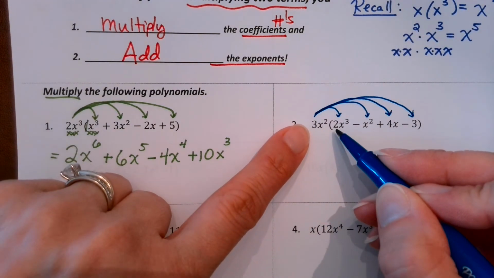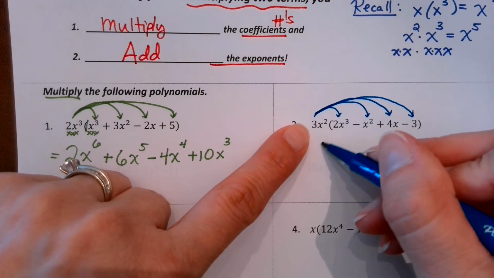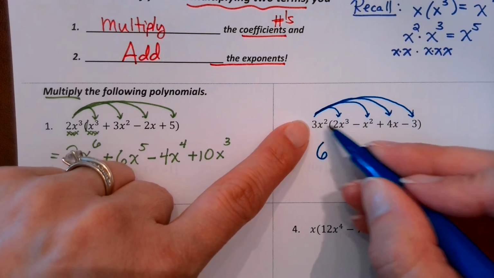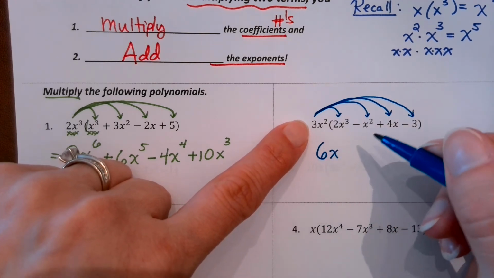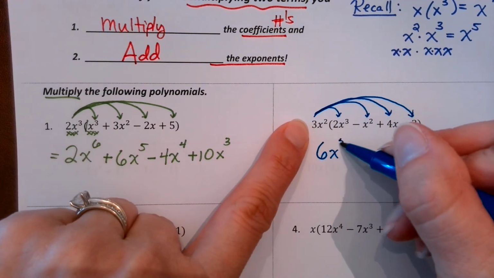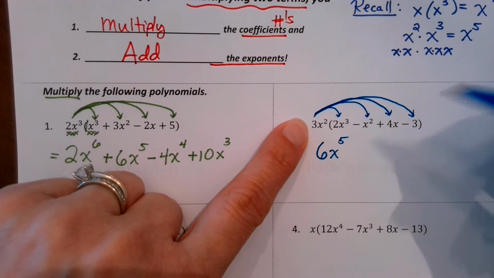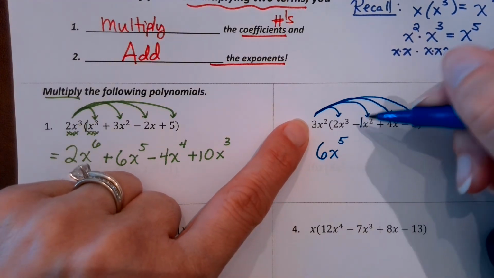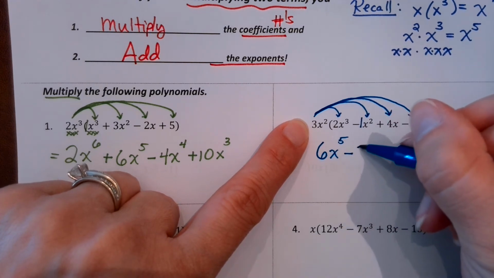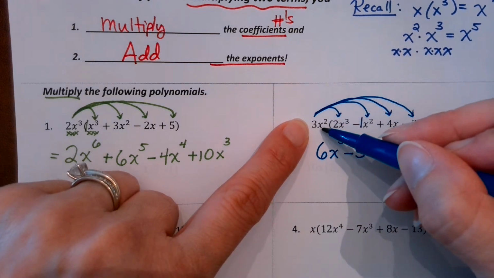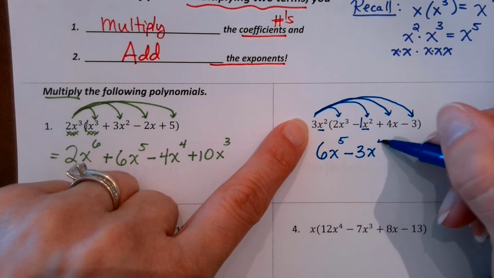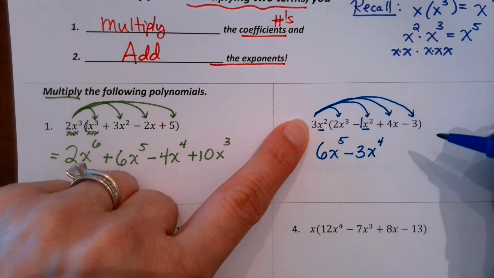3 times 2 makes 6. So you multiply the numbers. Okay? But then what do you do to the powers? Then you do adding. 2 x's plus 3 more x's for a total of 5 x's. Here, there's no number, so it's invisible 1. What's 3 times negative 1? Negative 3. How many x's? There's 2 there and 2 there, so that's going to be a total of 4. So you add the powers.